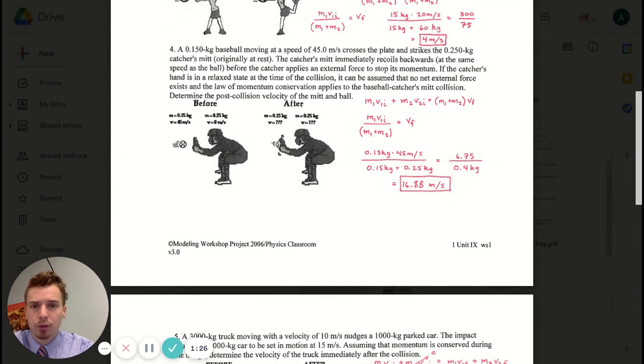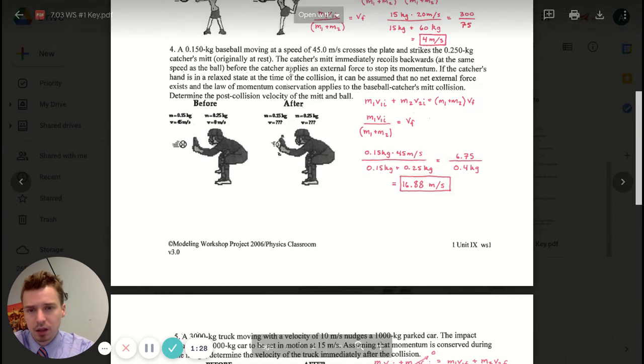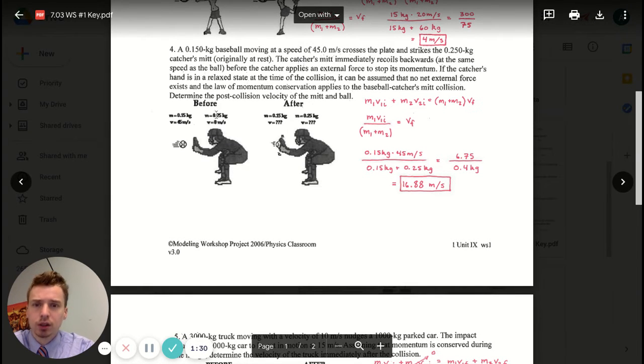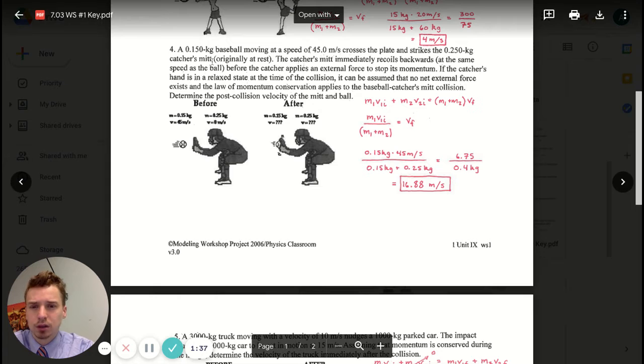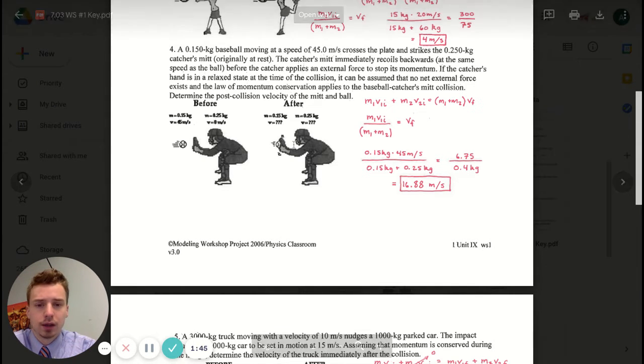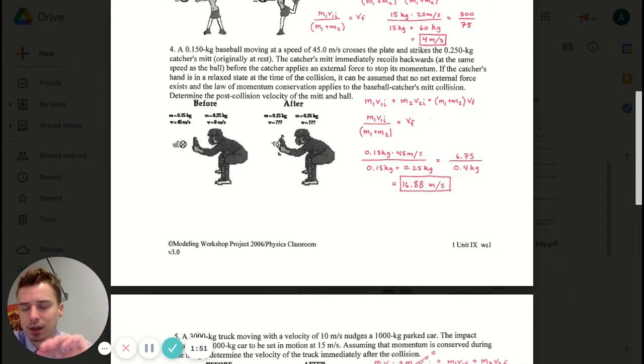Number 4 is a baseball that is moving, and then it crosses the plate and strikes the catcher's mitt, and then they together kind of move backwards a little bit, and they want to know the final velocity of them together at the end. So this is an inelastic collision. They stick together at the end, right? They move together as one object at the end.